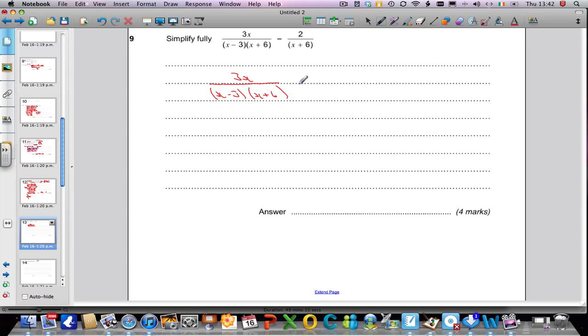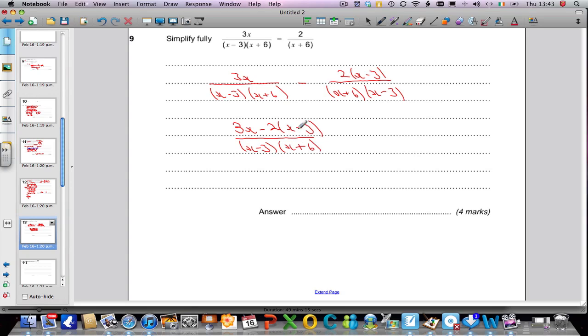Now, I want to turn this x plus 6, I want to make it x plus 6 times x minus 3. So what have I done? I've multiplied the bottom by x minus 3, so I'm going to multiply the top by x minus 3. That way I haven't really changed it. Right, so we've got a common denominator, which means we can just subtract the top as normal. So we get 3x minus 2 times x minus 3, and that's all divided by x minus 3 times x plus 6.